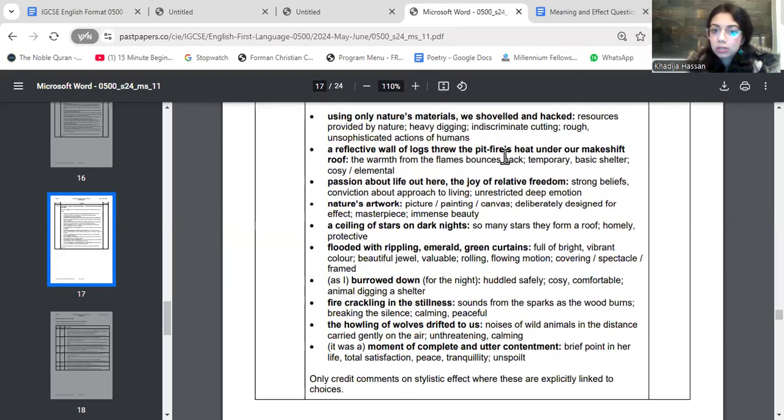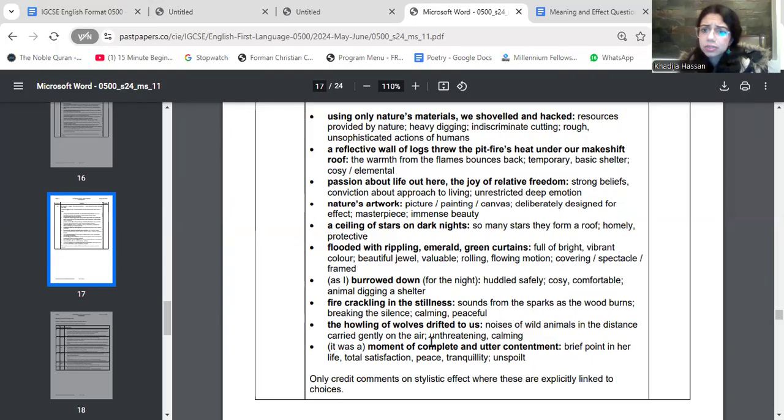A reflective wall of logs. This one could also have been chosen. Passion about life out here, the joy of relative freedom also could have been picked out. Nature's artwork, a ceiling of stars on dark nights, flooded with rippling emerald green curtains, burrowed down, fire crackling in the stillness, the howling of wolves drifted to us, moment of complete and utter contentment, right?